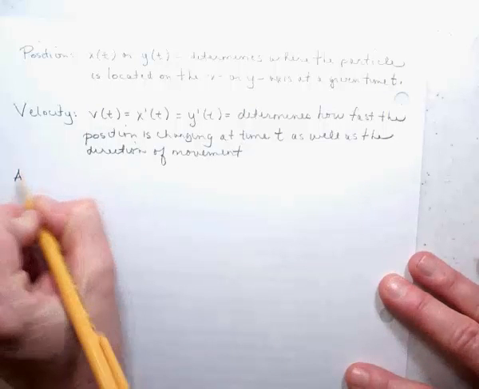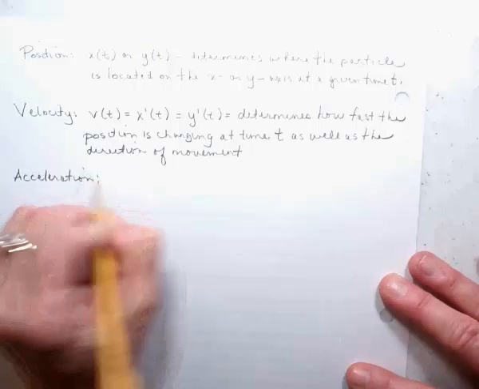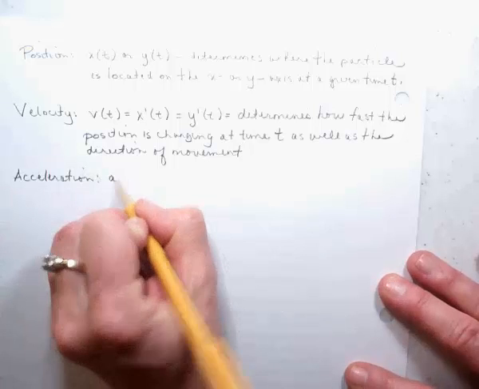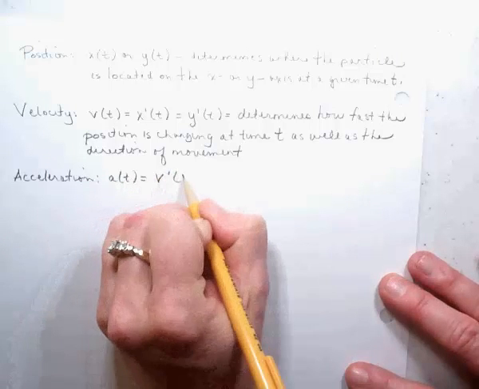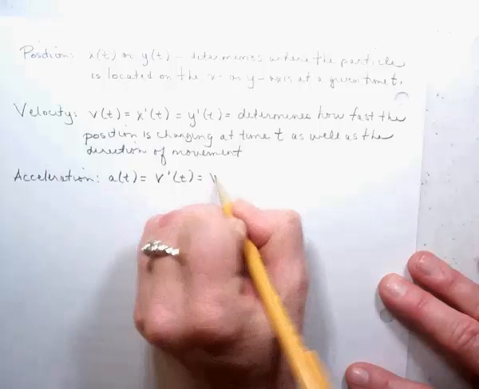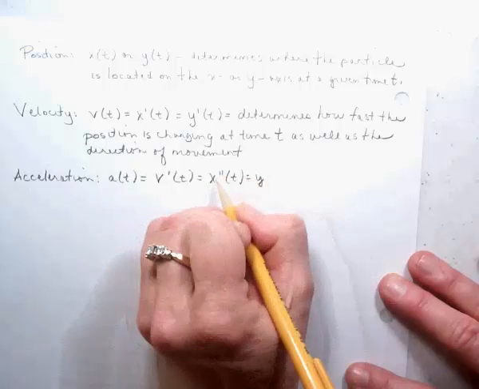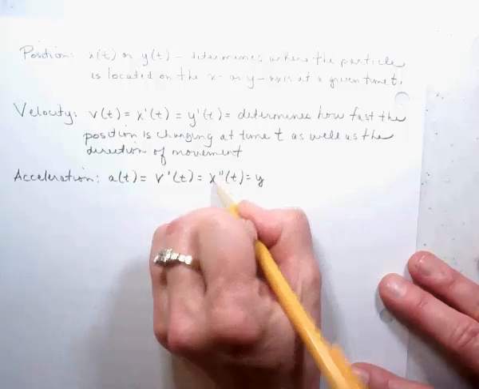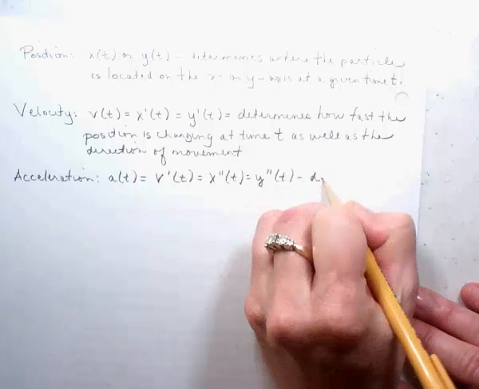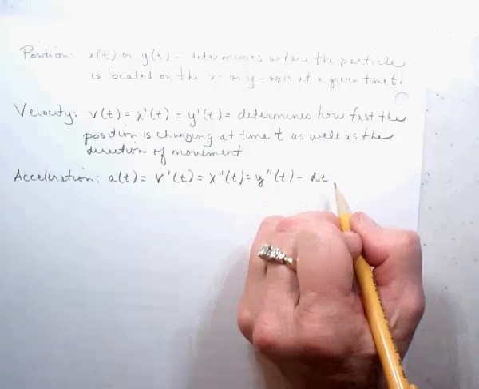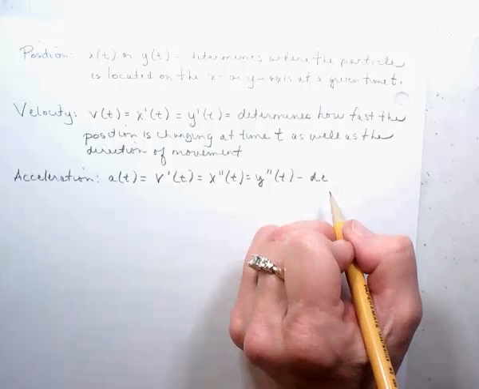All right, now let's look at acceleration, which is the rate of change of velocity. In notation, we would have a of t is equal to v prime of t, which is equal to the second derivative of the position, the x double prime or the y double prime. And this determines how fast the velocity is changing at time t.